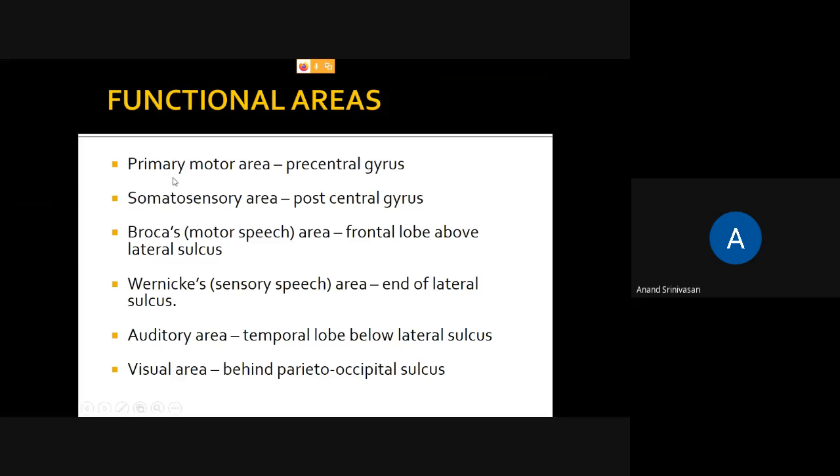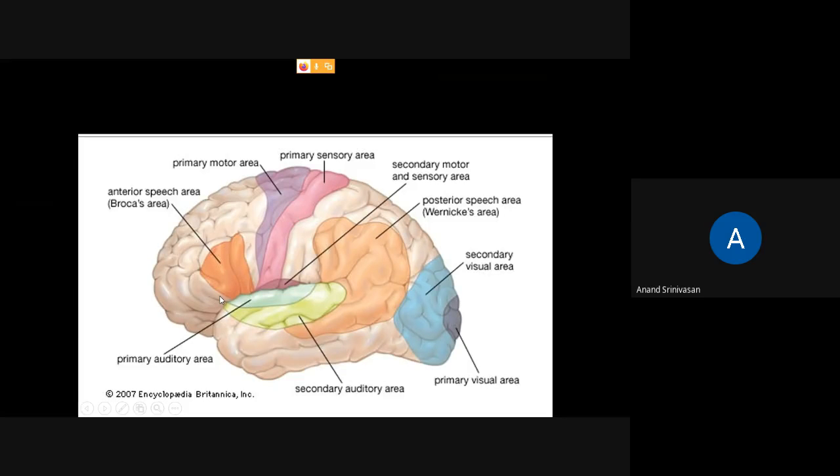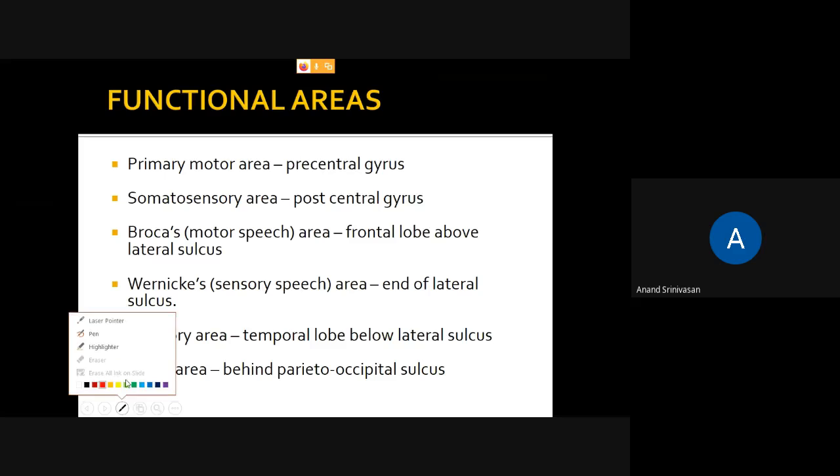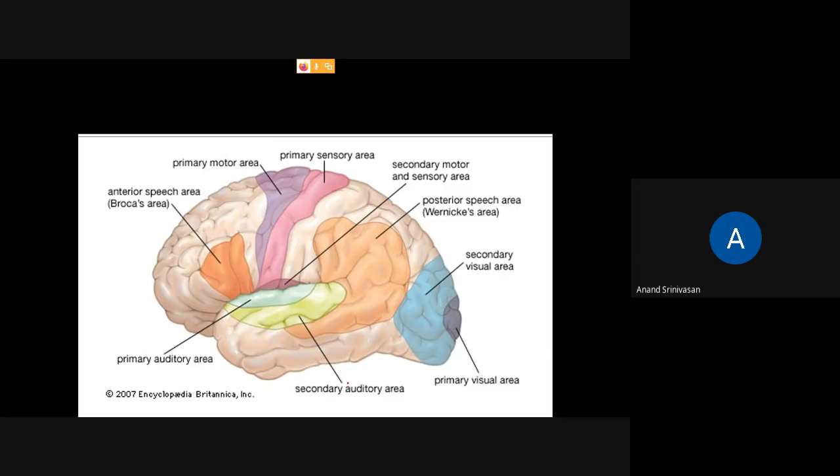For example, the primary motor area is located in the precentral gyrus. The sensory area is located in the postcentral gyrus. Broca's area is located in the frontal lobe above the lateral sulcus. Wernicke's area, also called the sensory speech area, is at the end of the lateral sulcus. The auditory area is in the temporal lobe, and the visual area is near the parieto-occipital sulcus. Now, let's see each one of them in this picture.